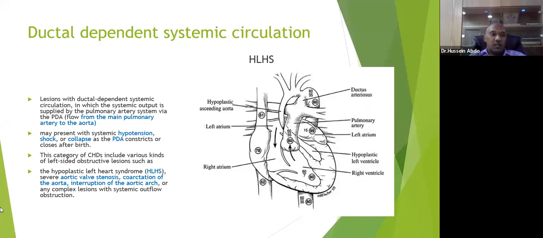These patients need the foramen ovale or patent atrial septum to survive, because the left side is obstructed. So there is no way for the blood to go to the systemic circulation unless they have ASD. So if these patients don't have ASD, we have to create ASD. So the blood will go to the right ventricle and be ejected to the systemic circulation through the right ventricle.